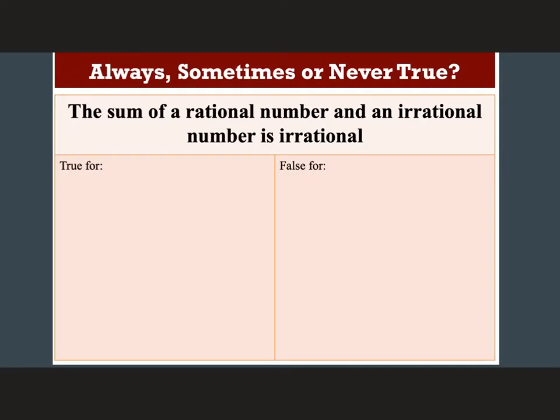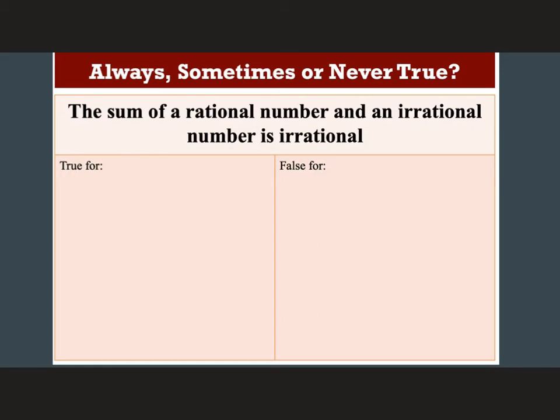So the first statement is: the sum of a rational number and an irrational number is irrational. You can put your notes here. You could do this on paper and then just upload images, however you want to do it. At the end, though, you do have to tell me whether it is always, sometimes, or never true. That is the key, and you have to have some explanations for why.